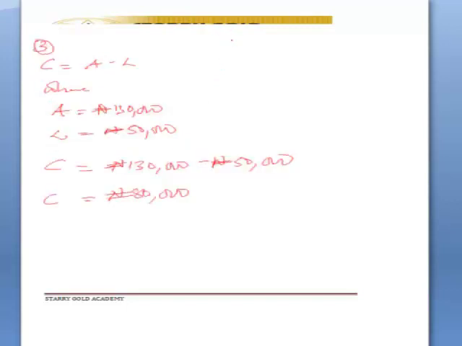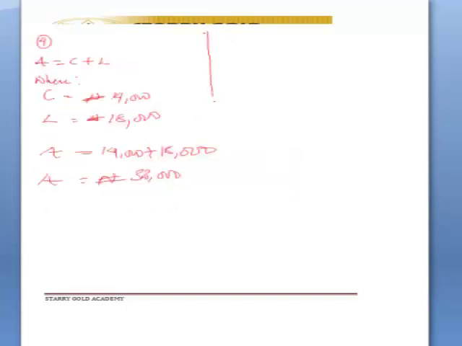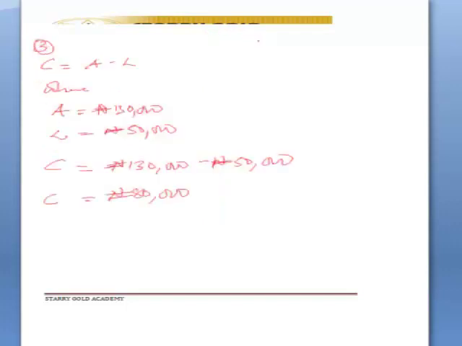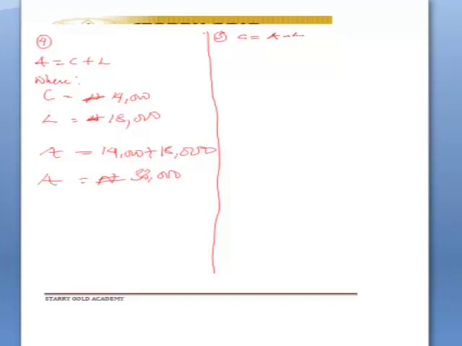Question 5. We are looking for capital. So C equals A minus what? Minus L, where A is 15,654 and L is 4,534. So C is 15,654 minus 4,534.